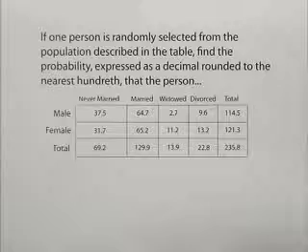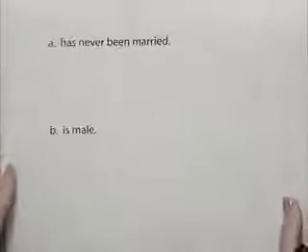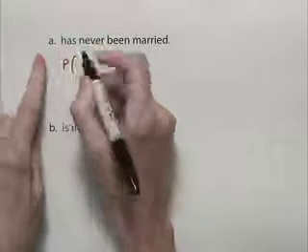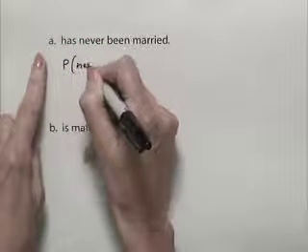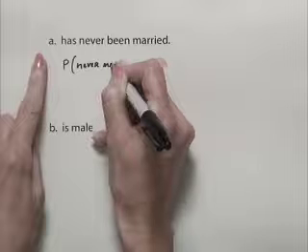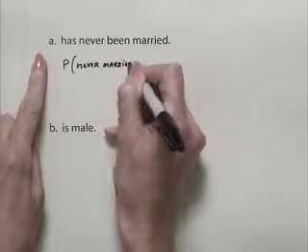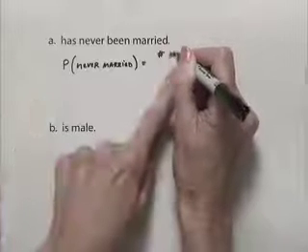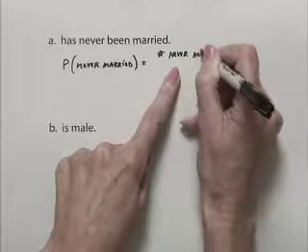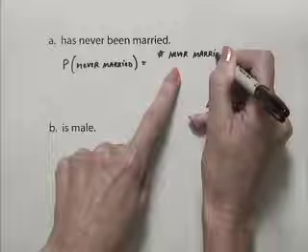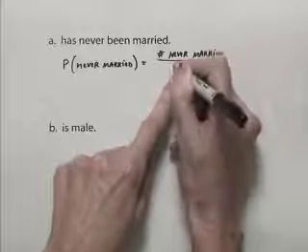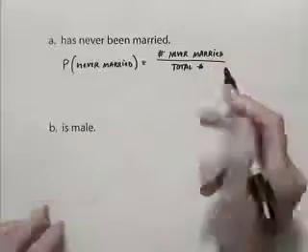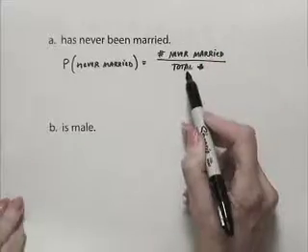If we're trying to determine the probability that the person has never been married, we're going to do it in the following manner. Probability that the person is never married. To figure that out, we take the number that have never been married, and we're going to divide that by the total number. So we just have to look back at our chart to figure out each of these.